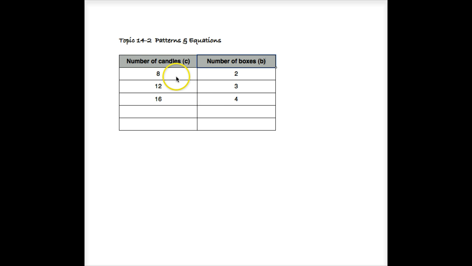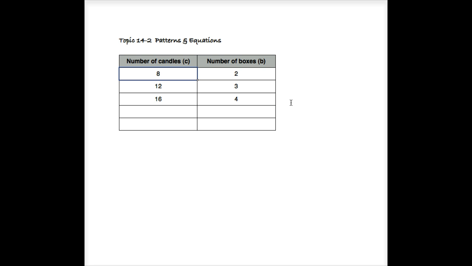So here we can see that when there are 2 boxes, there are 8 candles. So very simply, it would be easy to say if we were to add a column above the 8 and the 2, it would be 4 and it would be 1. That would give us a very simple 1, 2, 3, 4 listing of how many candles per box. So you can see that C is related to B, but how are they related and how can we describe the rule?